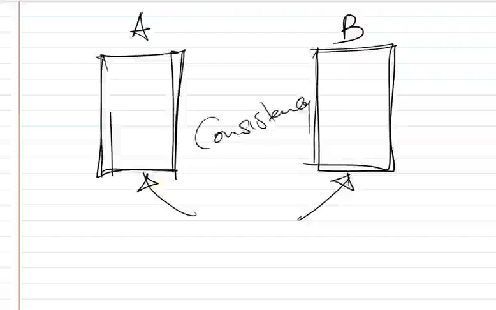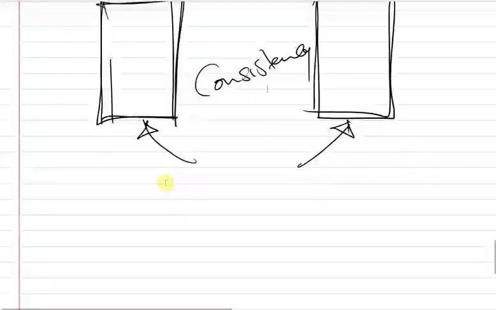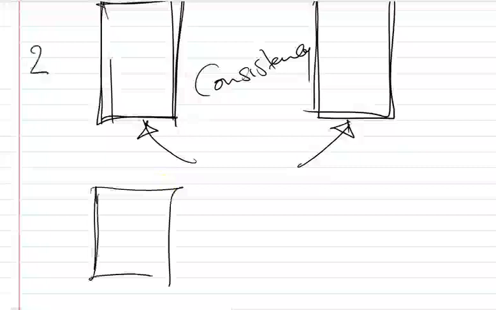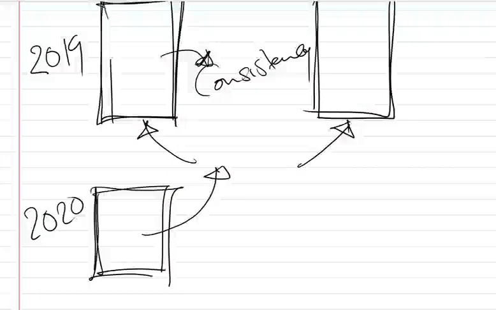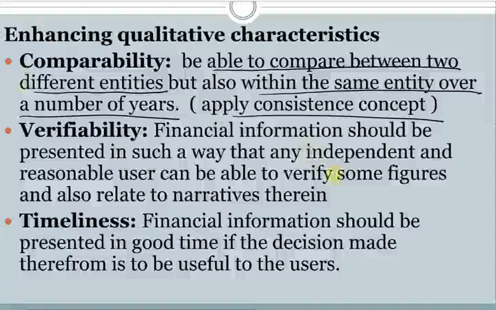Comparability can also be between the same entity but different years. So you have 2019 and 2020. You are able to compare financial statements of this year and last year. So that's to do with comparability. You are able to compare between different entities, and you are able to compare the same entity of different years. For this to be achieved, you have to apply consistency.